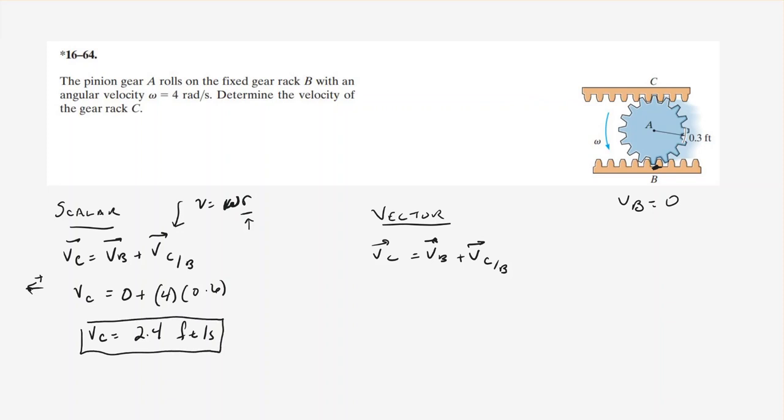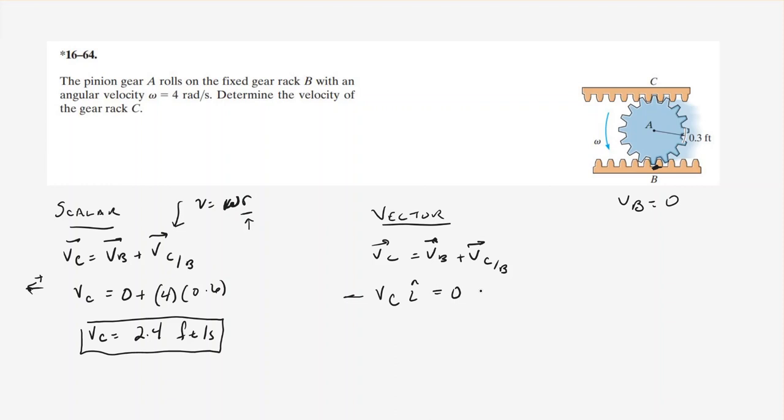Now the other approach is the vector approach, and we would do it with i's, j's, and k's. It has a lot of thought to go into it. So v sub c, I don't know what its magnitude is. It has some magnitude, v sub c. It would move left or right, and we're saying it's going to move left, so let's say that's negative. V sub b is 0, so it doesn't have an i, j, or k.